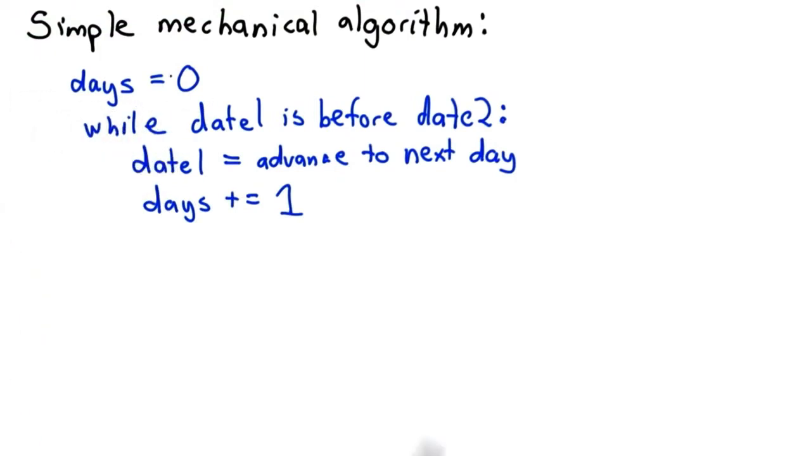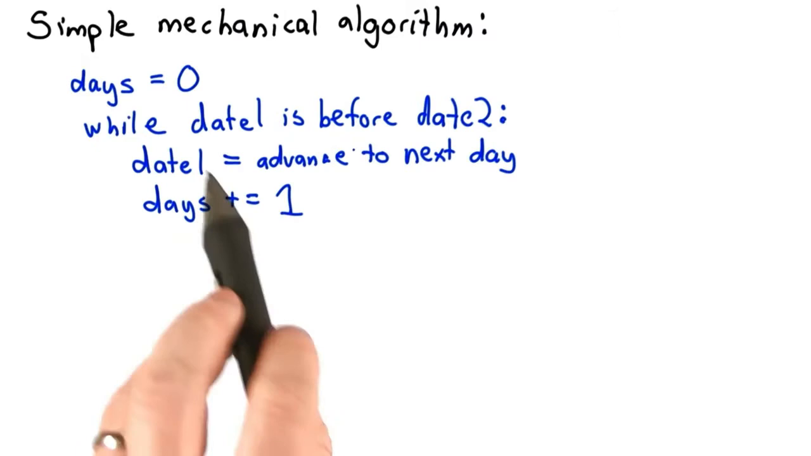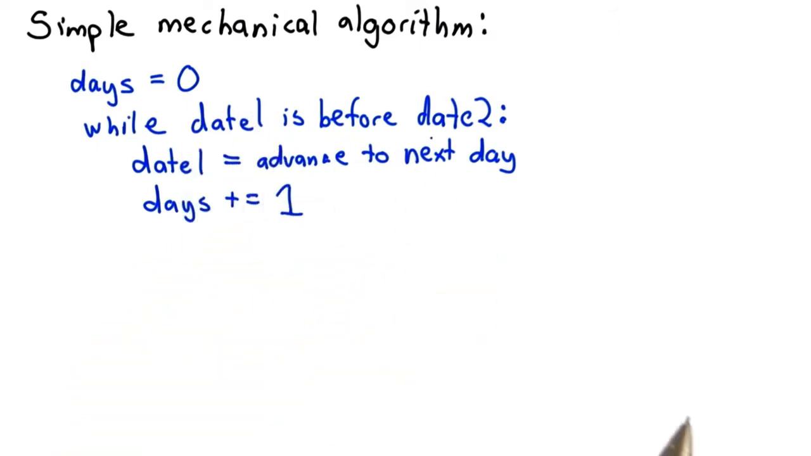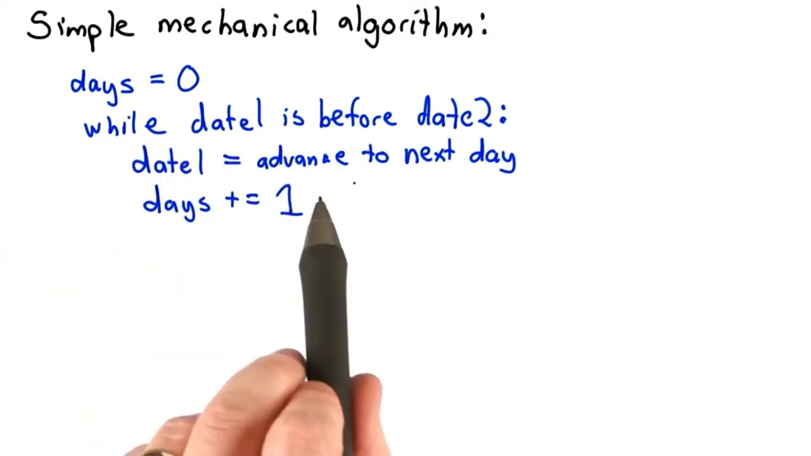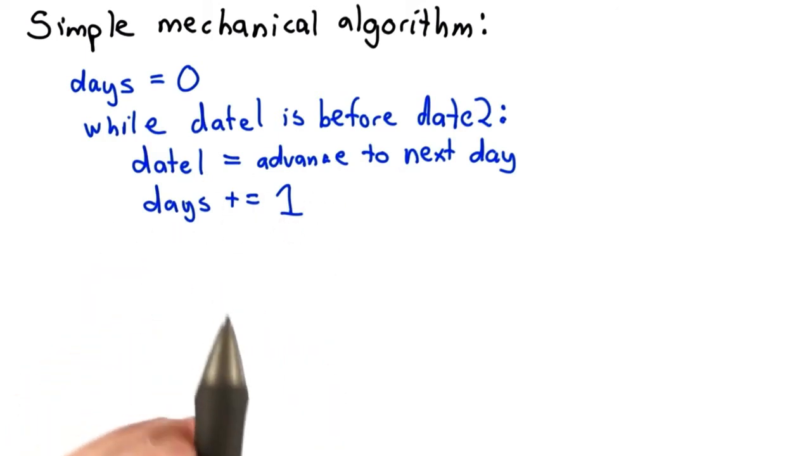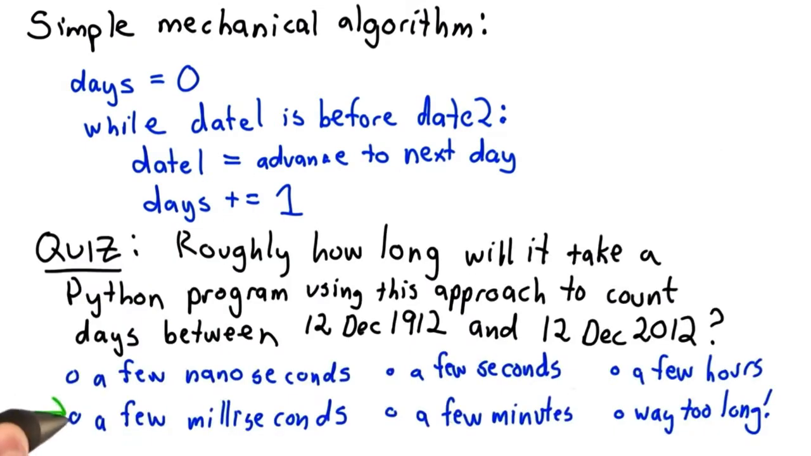We initialize days to 0. We have a loop that keeps going as long as date 1 is before date 2. And each step we advance date 1 to the next day, and we add 1 to the number of days. And the answer is a few milliseconds.